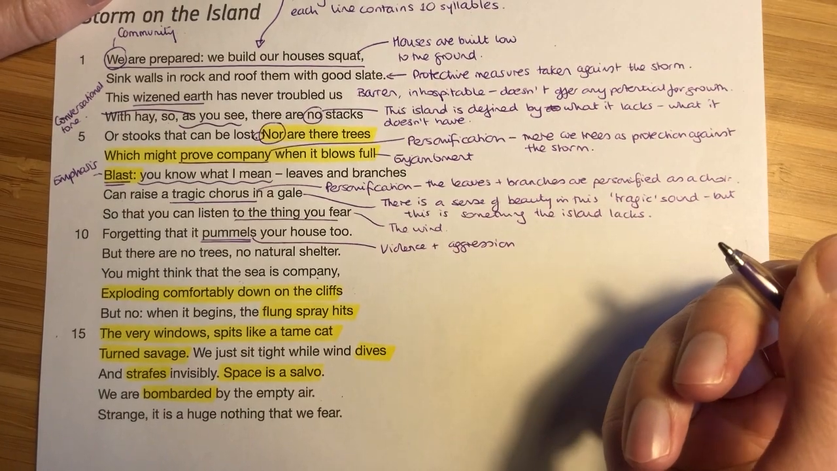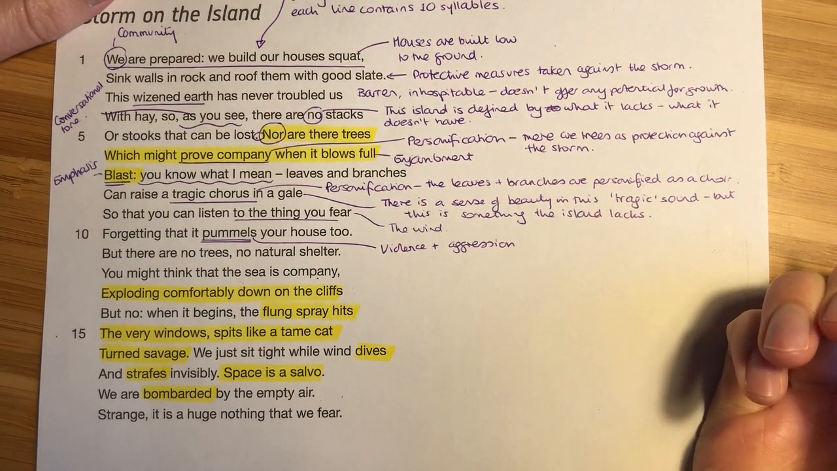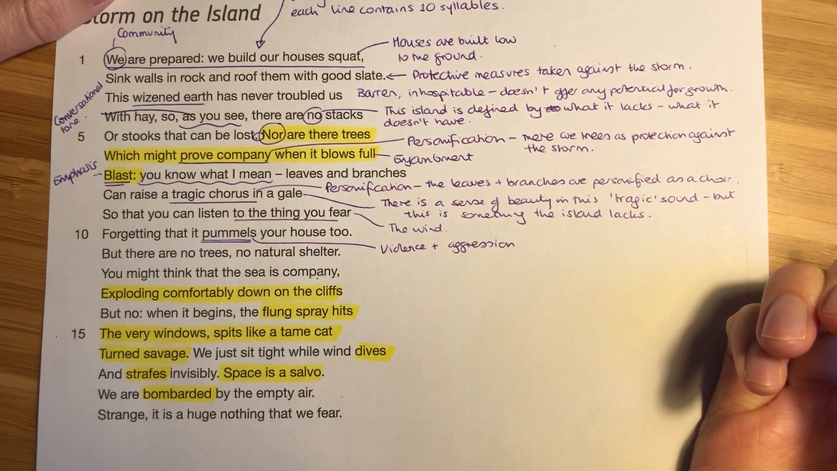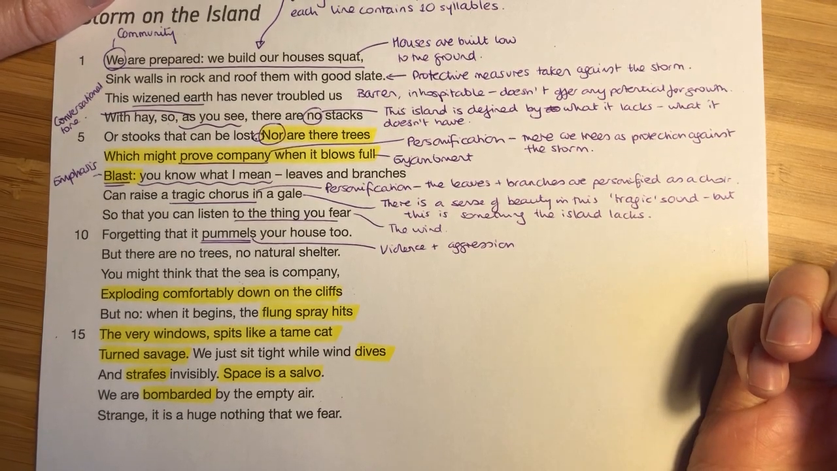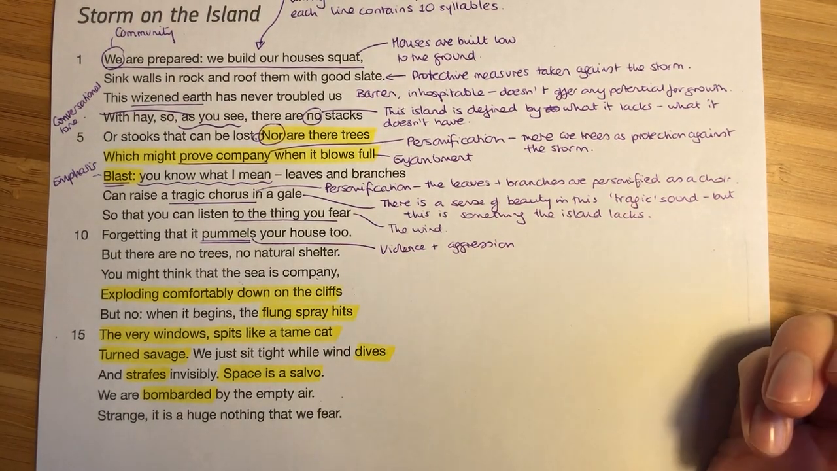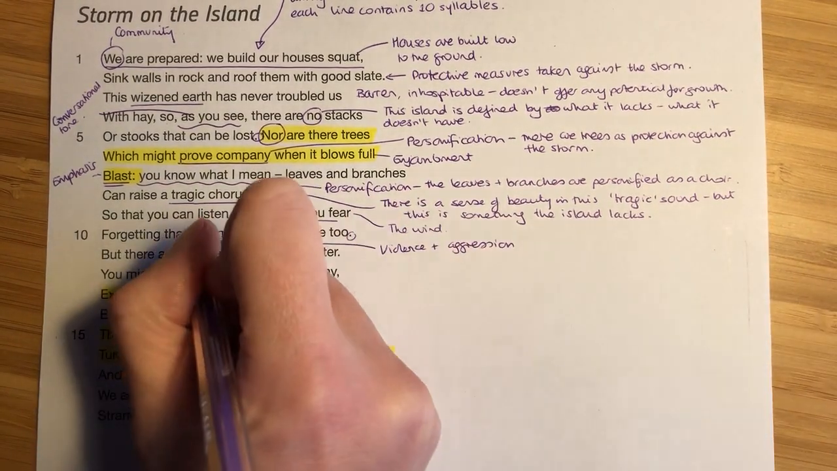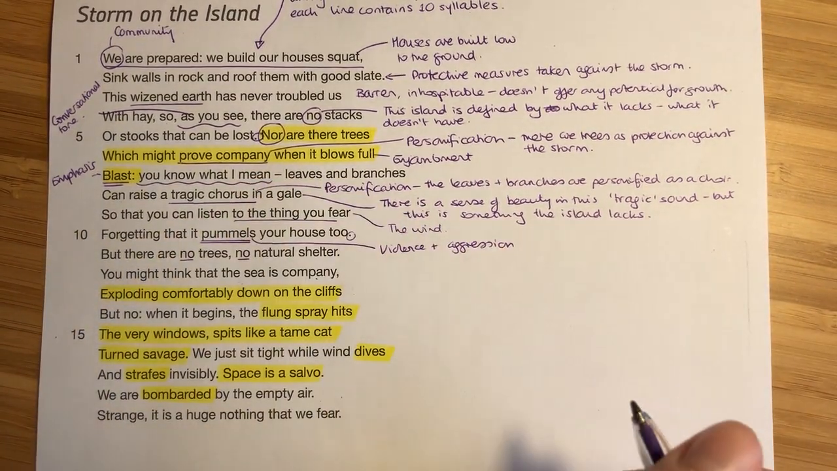So we have the storm here being personified as this kind of enemy combatant, someone that you are fighting, or someone you're trying to defend yourself against. So the storm is this violent attacking force. And then we have this full stop, and then we are reminded, but there are no trees, no natural shelter.